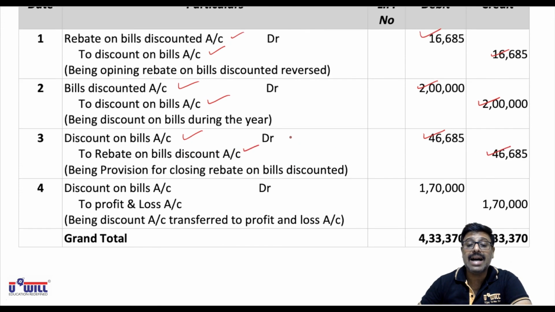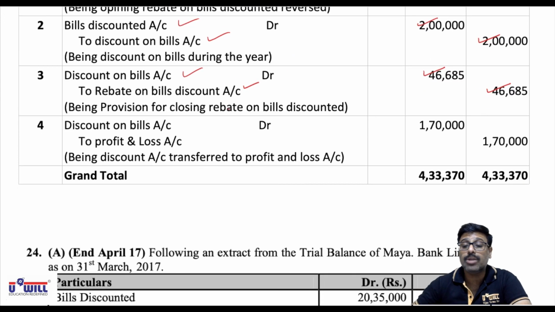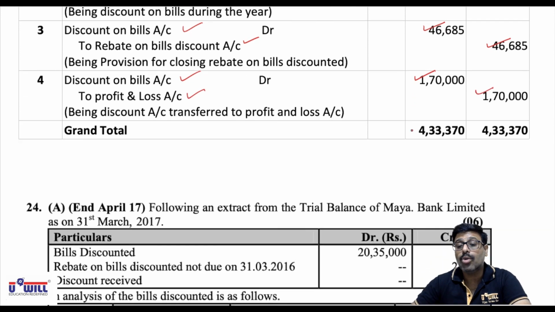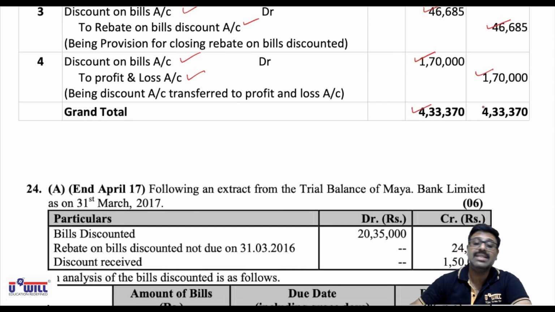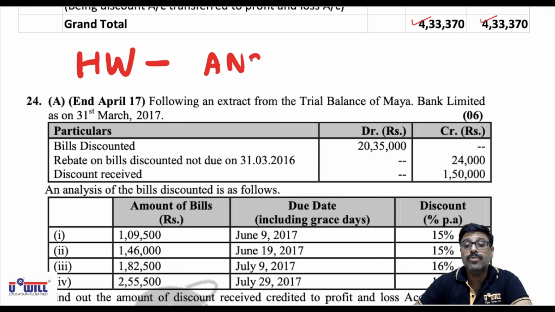And the last entry is for amount to be transferred to P&L account. So discount on bills account debit 1,70,000 to profit and loss account 1,70,000. Total 4,33,370. Now these three questions you all will be doing in homework on your own, and answers will be given in You Will Learn app.